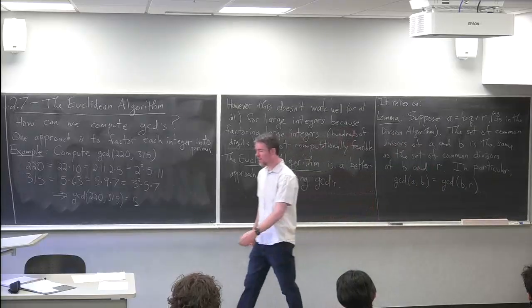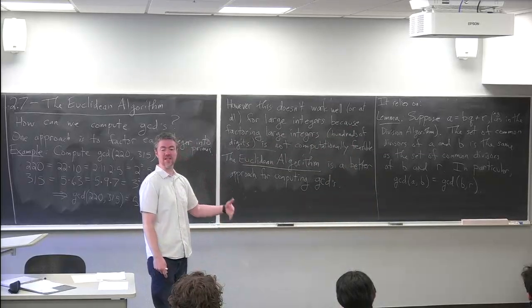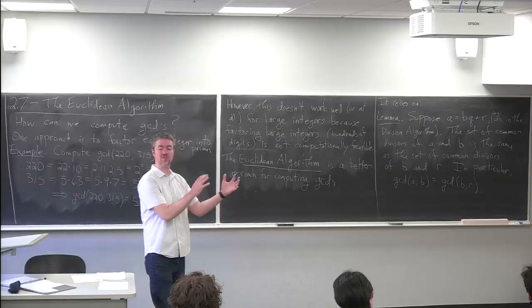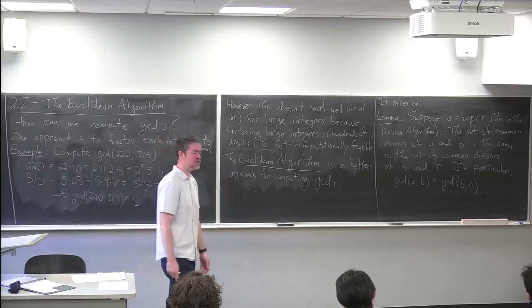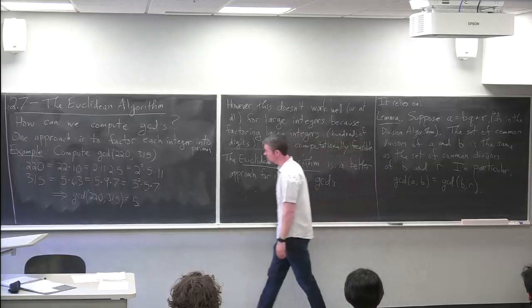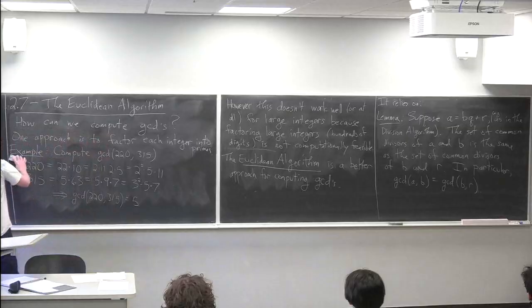So the idea behind the Euclidean algorithm is to iteratively apply this idea over and over again until the two things you're taking a GCD of are extremely small and you can just figure out what it is. Okay, but before we actually get to the algorithm, we just need to explain this fact. Why do they have the same set of common divisors?